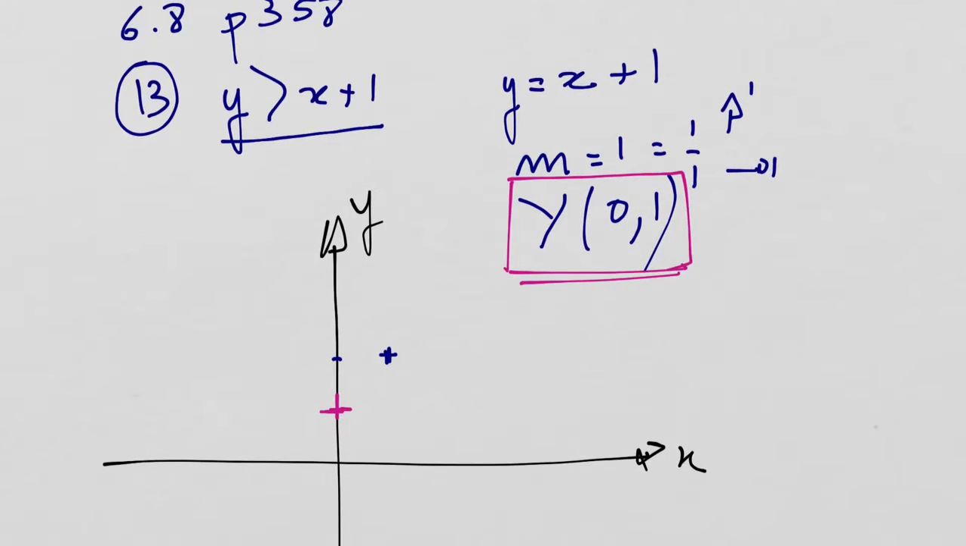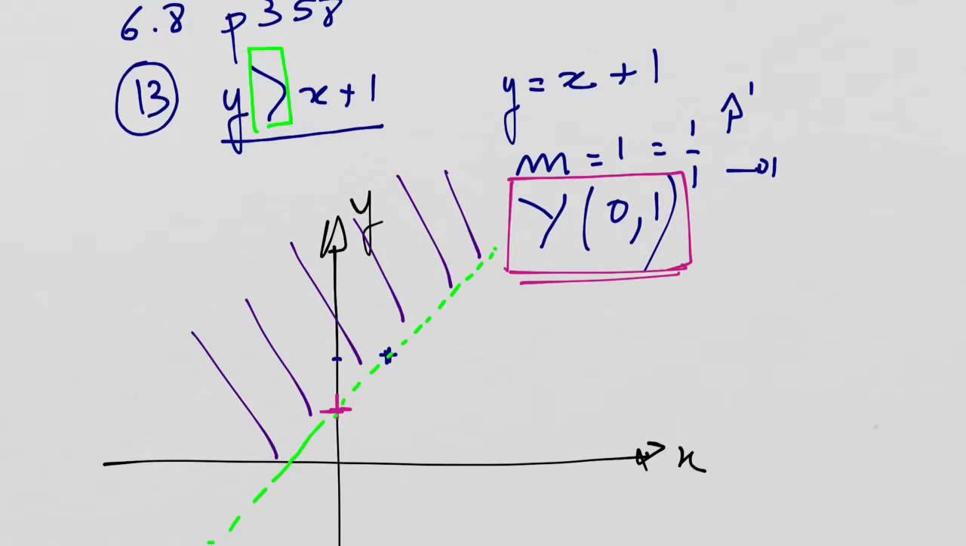But because there is no equal in my symbol right here, it's just y greater, it's going to be a dashed line. Okay? And then, because y has to be greater than x plus 1, that forces me to shade above. Okay? So that is it. We're good to go. Now, let's try to do another problem.